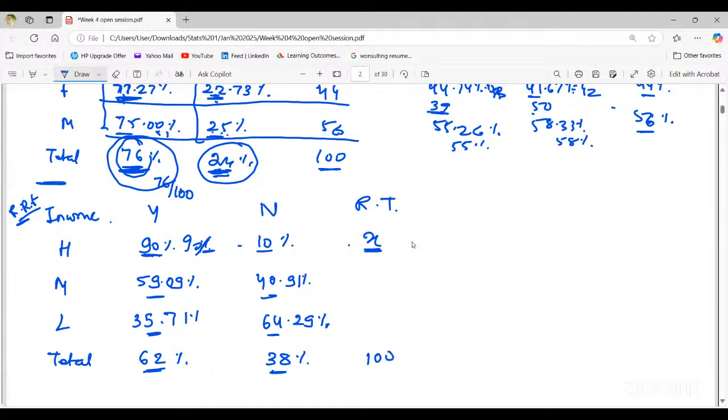Getting my point? Ma'am, this is a Y, a 90, 59, 35, and 62. This is the first column. Yes, ma'am. 90, 59, and this is the first column, right?